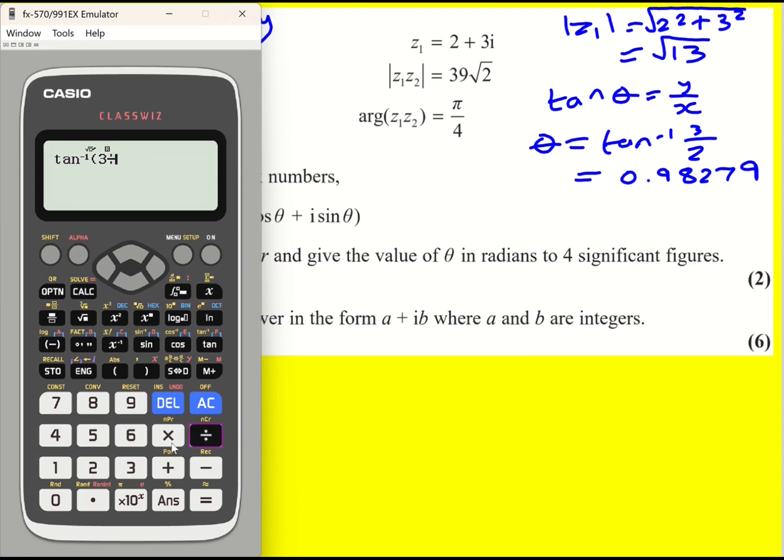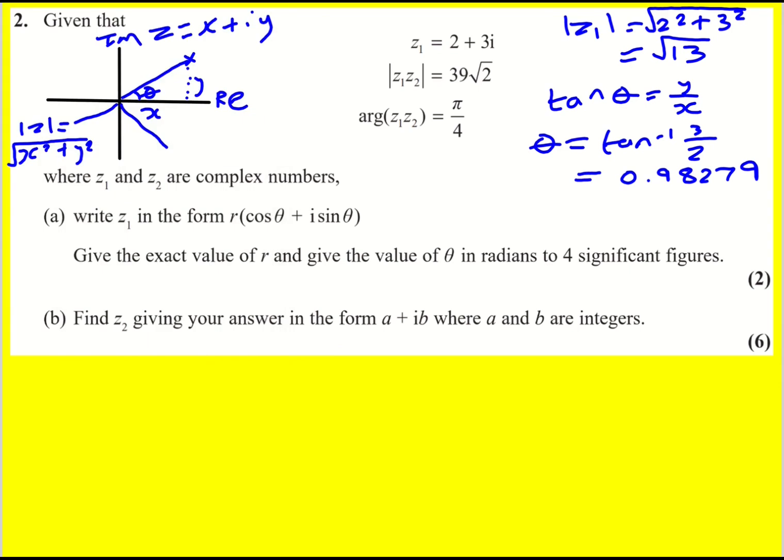I'll just do it on my calculator as well. Inverse tan 3 over 2. Okay, I've got it stored now. Right, so then finally, z1 becomes root 13 multiplied by cos 0.9828 plus i sine 0.9828. The cos part is my real component, because if I take this and find the component in the horizontal direction, that's what you'd get with cos, and then the vertical component with sine.